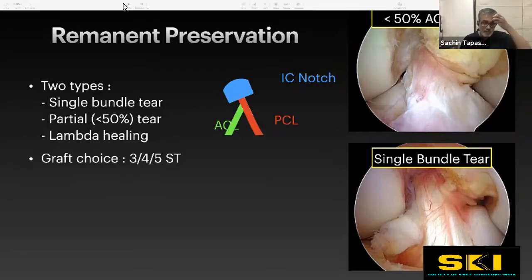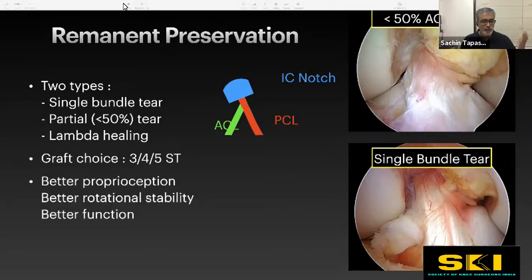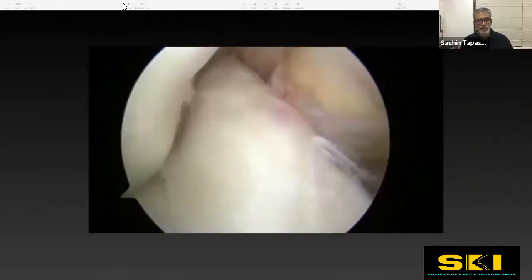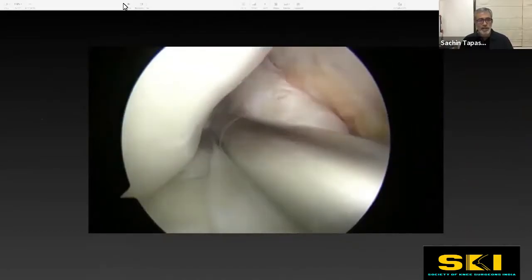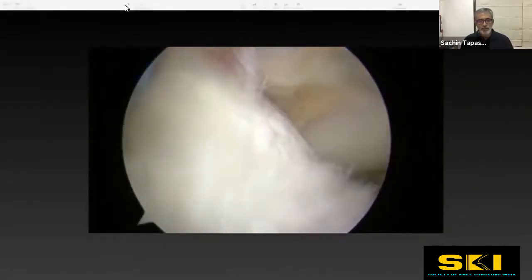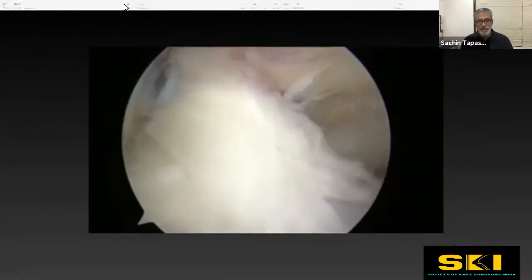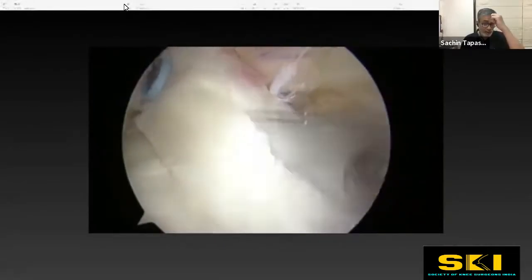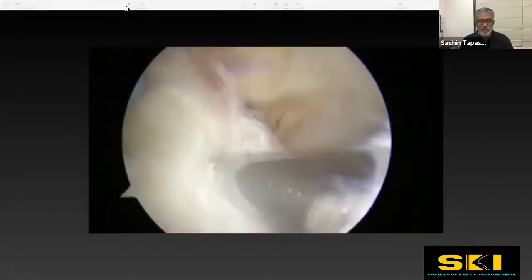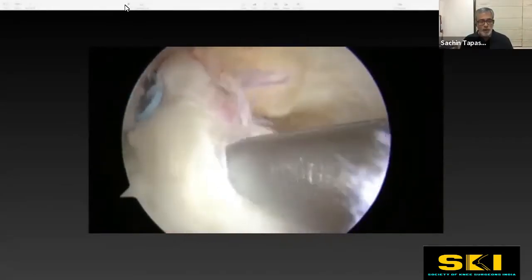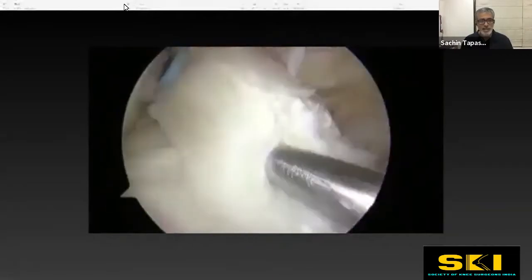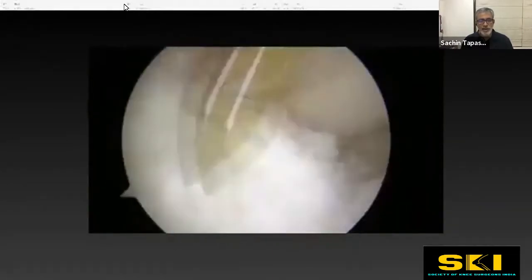And if you preserve the remnant, a lot of papers have shown that it has better proprioception, better rotational stability, and better function. Dinshaw has his own way of doing it. So in this particular patient, you try and preserve all that remnant, then go ahead and drill the tunnel. I prefer to come in with a 15 blade and make an incision on the tibial side, take a Metzenbaum scissor, open it up, and also pass the scissor underneath the ACL, and then come in with my tip aiming device to the center of the tibial footprint.